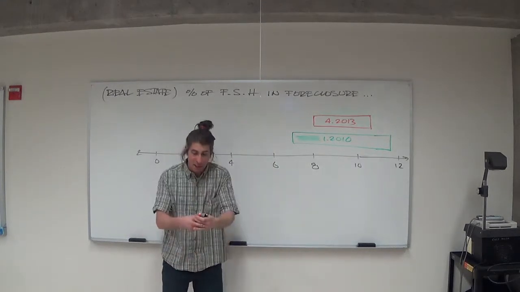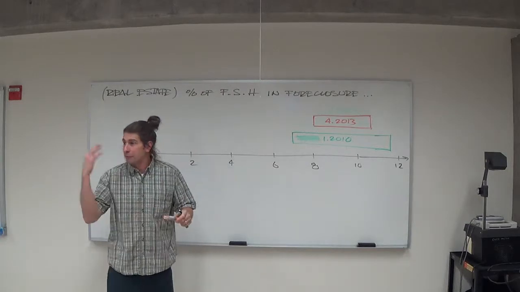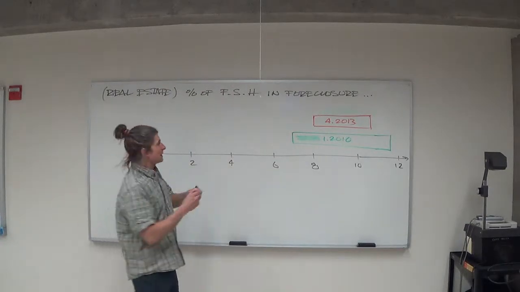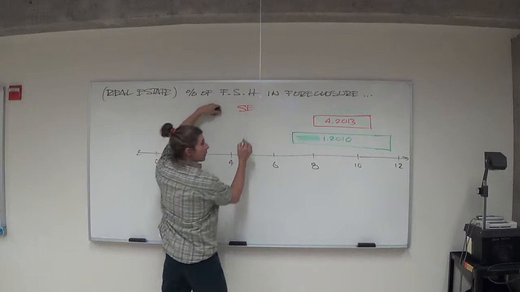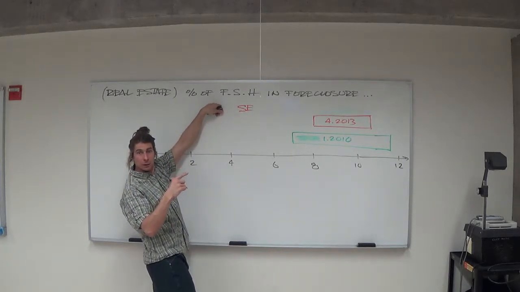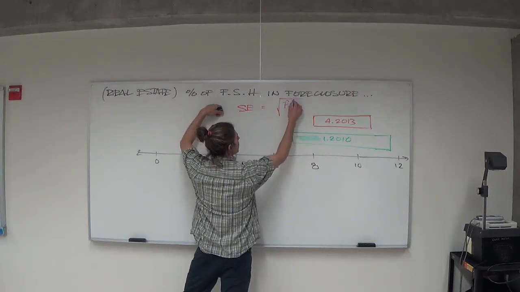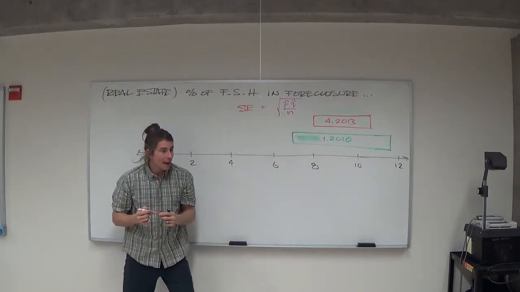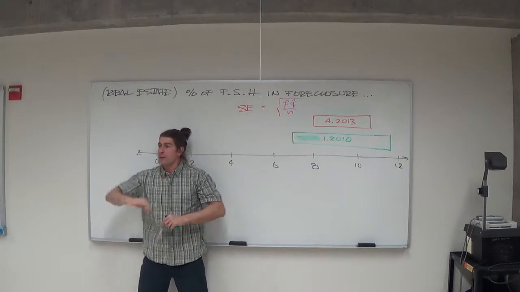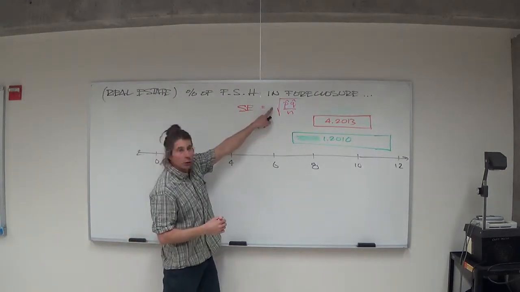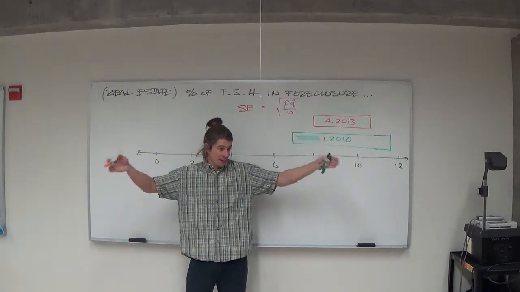Because sample size increased. I don't expect you to have this formula at your beck and call, but the standard error for this confidence interval is equal to the square root of p hat q hat over n. That's how you calculate one standard error, and then you multiply it by however many critical values you need to develop the confidence that you want.